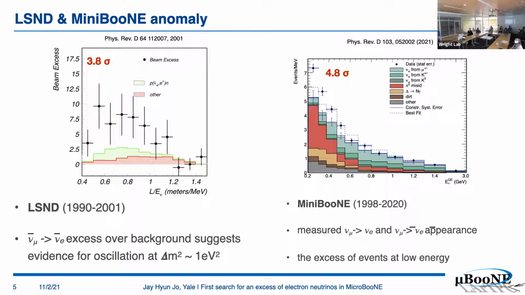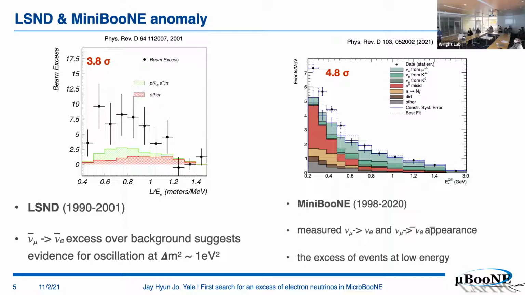MiniBooNE came after LSND, trying to confirm or deny the LSND result, and also saw the excess. So this is the MiniBooNE result from the most recent paper. They've been running since 1998 and just finished running last year. They also saw this excess, as you can see from these data points relative to the prediction value. They even have an excess of more than 4.8 sigma.